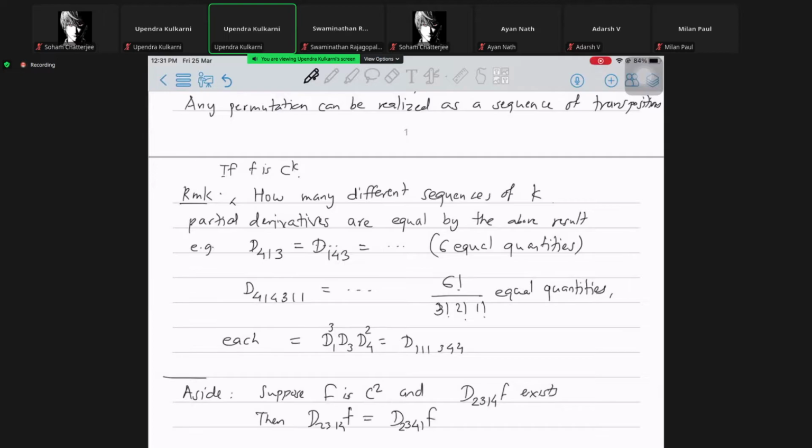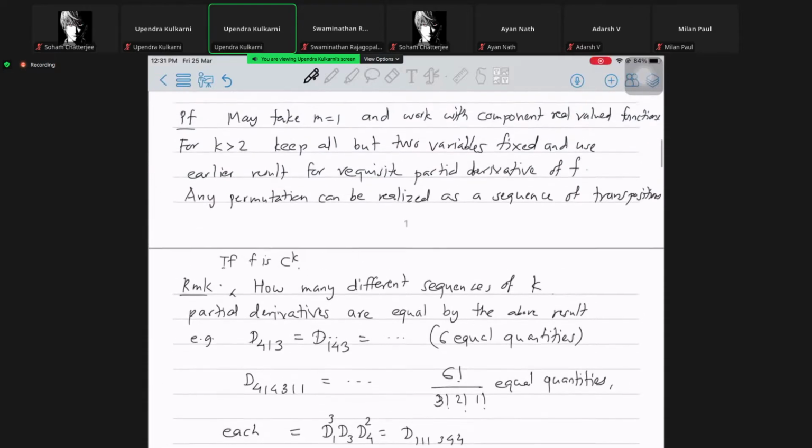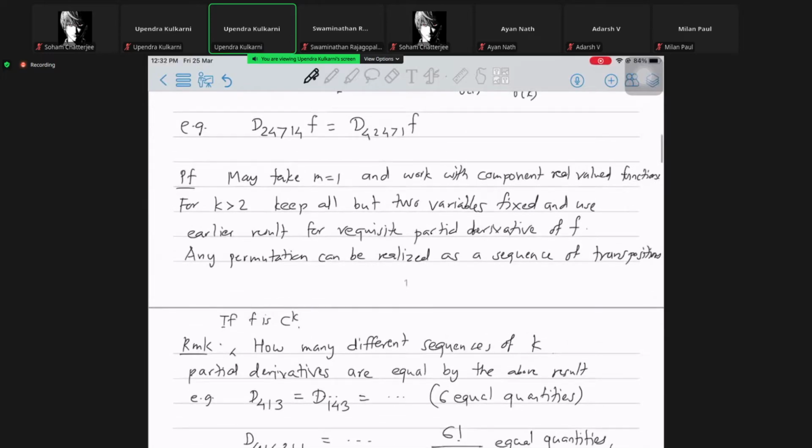Okay, so let us see why this is the case. So first of all, I simply throw away those 2 and 3, right? I simply look at D14 of F and D41 of F. Yes? Now let's look at the proof. So in fact, this is good. So this business of keeping all but 2 variables fixed. So let's just do that, right?